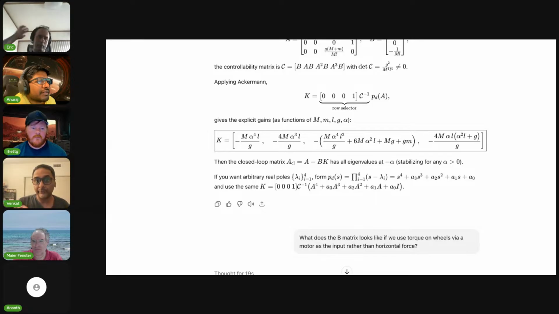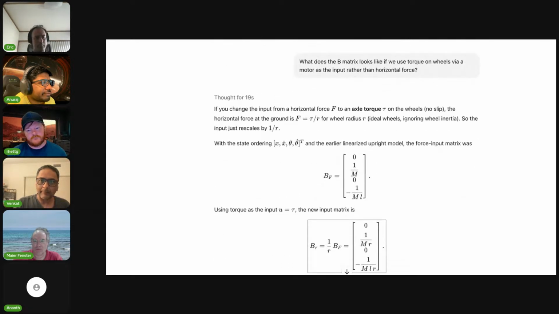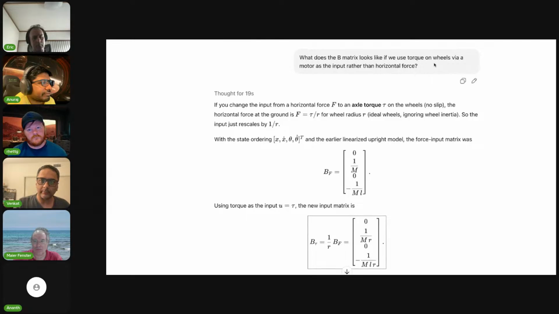This, again, remember, if you start fairly close to the vertical, if you go too far out, all the assumptions break down since this is linearized about the vertical. Okay. Then I asked it what happens if we are using a torque on wheels via motor as the input rather than horizontal force, right? Horizontal force is you're pushing the cart from the side. Torque is, you're twisting the motor.